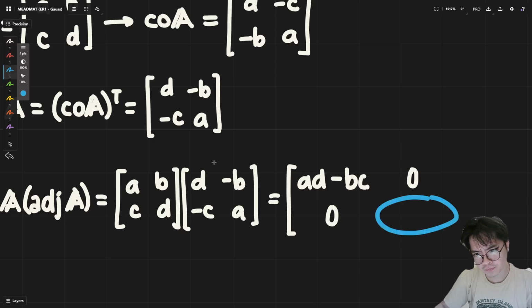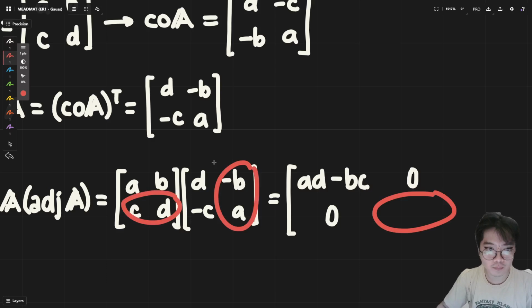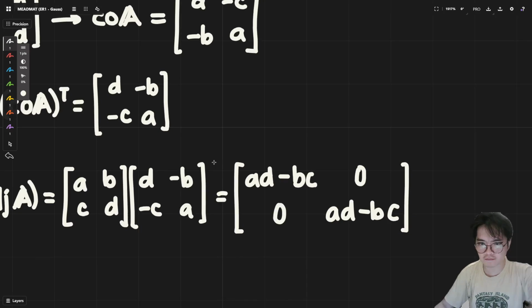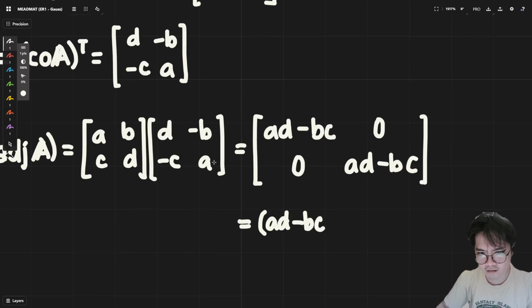And then this one, the last one. The last one. Second row, second column. BC, or right, negative BC. And then DA. We have another AD minus BC. And if you notice in here, we can actually factor out the AD and the BC. AD and BC. Where have I heard of that before?